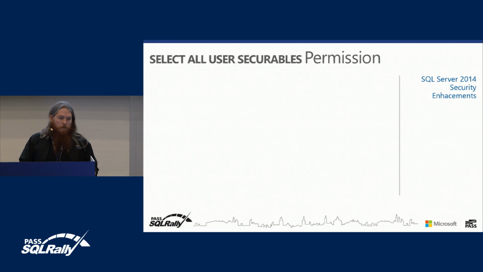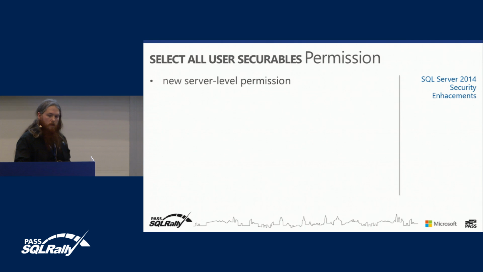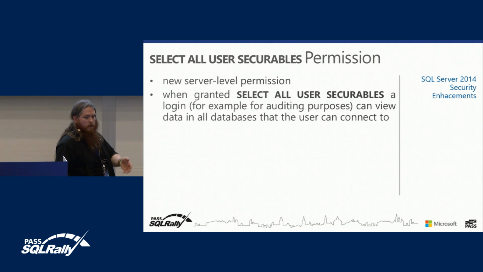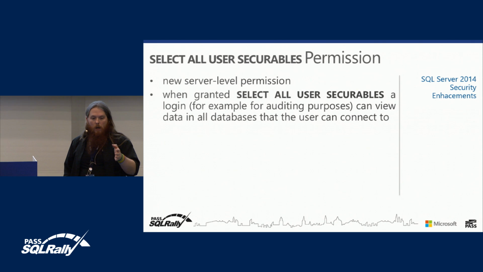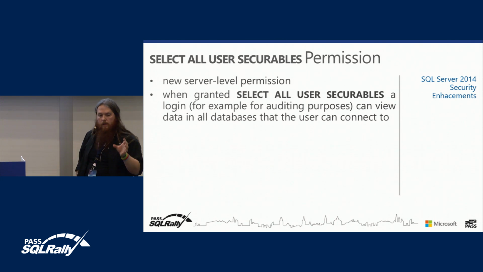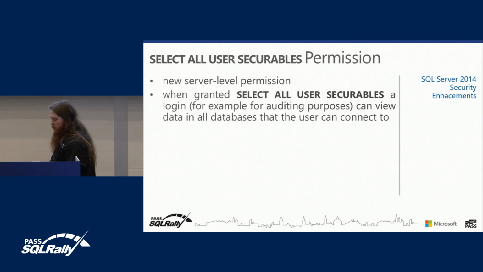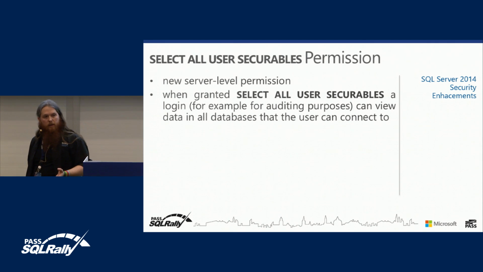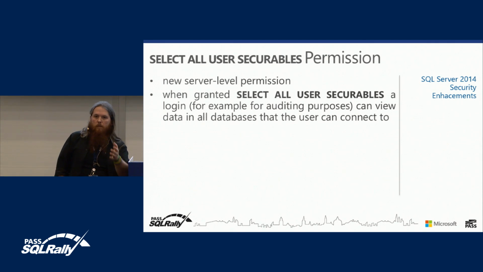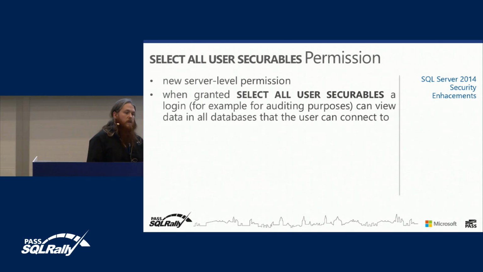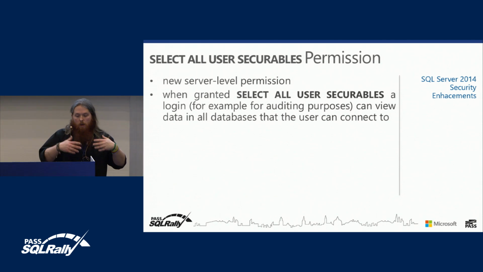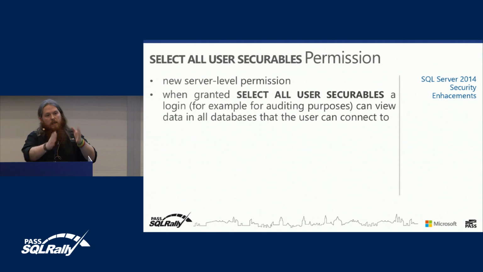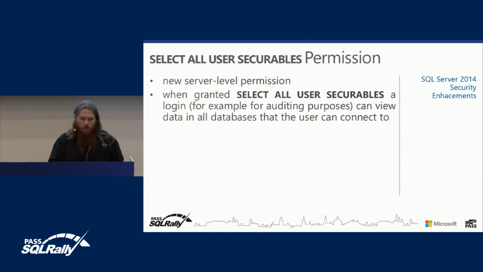The third new permission is select all user securables. When we grant select all user securables to a login, we can view data in the databases that the user can connect to. So we can use this functionality, for example, if someone is auditing our data. If an external auditor comes to our company for auditing, we can use this permission for giving access to view the same data as some of the users can see. So it's a very good option.